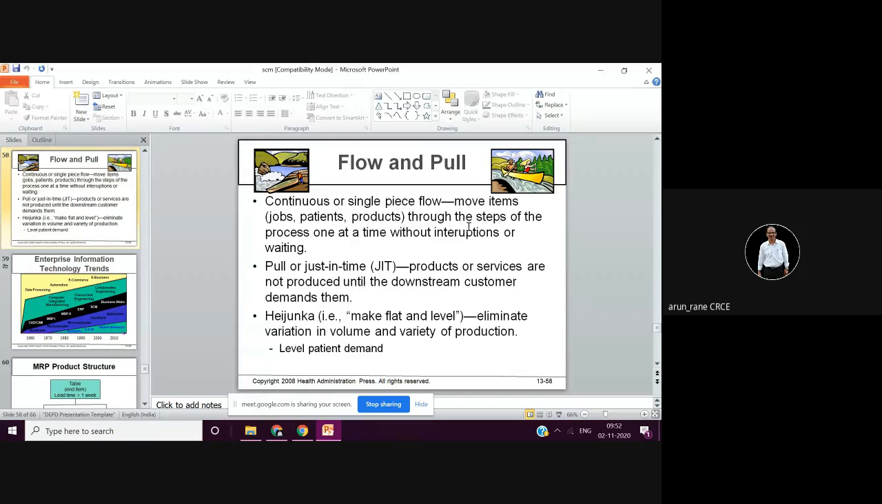And single piece flow means it moves items, that is, it can be jobs or hospital patients or products, through the steps of the process, one at a time, without interruptions or waiting. Single piece flow, that is, the raw material is entered and then it is not waiting anywhere. It comes out as the finished product. Normally we don't use this Ajunka.